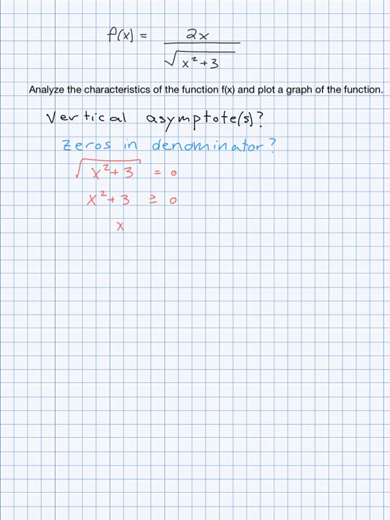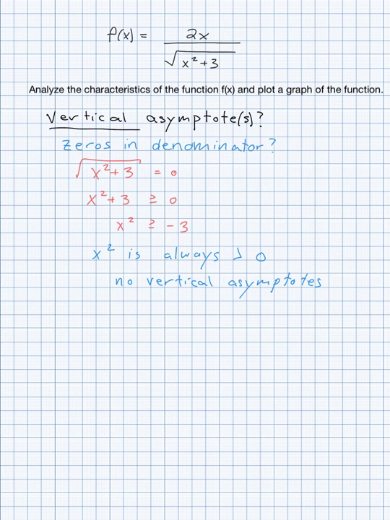And if we were to try to solve for x, we can't, because we won't get a real number if we take the square root of -3. So what we can conclude is that x squared plus 3 is always greater than 0, and therefore there are no vertical asymptotes.